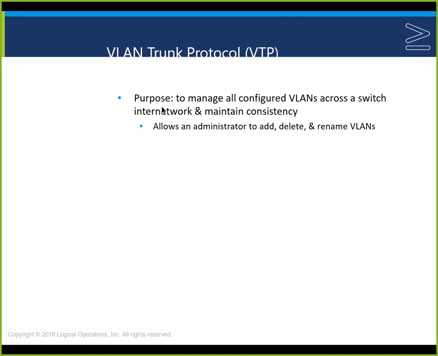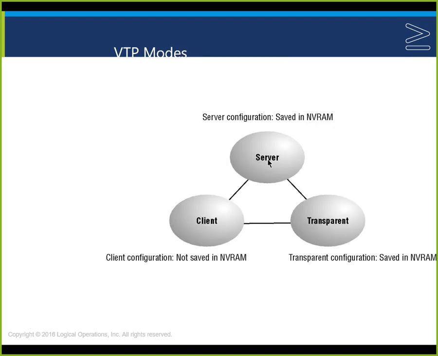VLAN Trunking Protocol, VTP, is to manage all configured VLANs across a switch. It allows the administrator to add, delete, and rename VLANs, which is what I was trying to do earlier. We looked at this earlier. We had the server, the client, and the transparent. The server is saved in NVRAM. We can save the configuration. The client configuration is not saved in NVRAM, and then the transparent configuration is saved in NVRAM. A server can send configurations, create VLANs, and send them to a client. A transparent device can create VLANs on it and they're not sent anywhere.